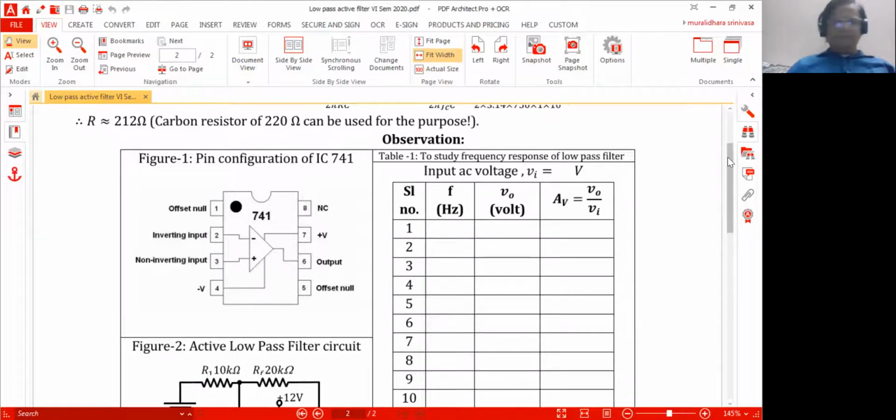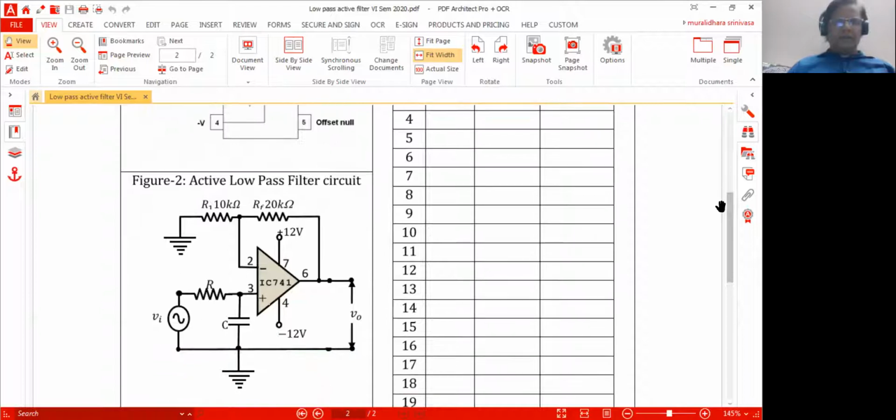Now, this is our circuit. RF, you can take it as 22 kilo ohms. RI, you can usually get 10 kilo ohms. You don't get 20, you get 22. You can use it. This is how you give the various voltages. As you can see, the non-inverting terminal is where the input is given. The inverting terminal is grounded. So, what is it that I do?